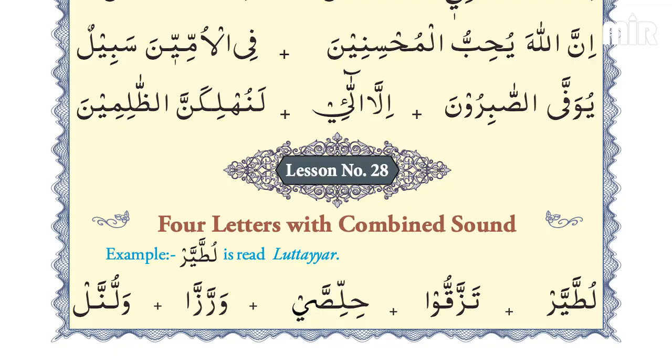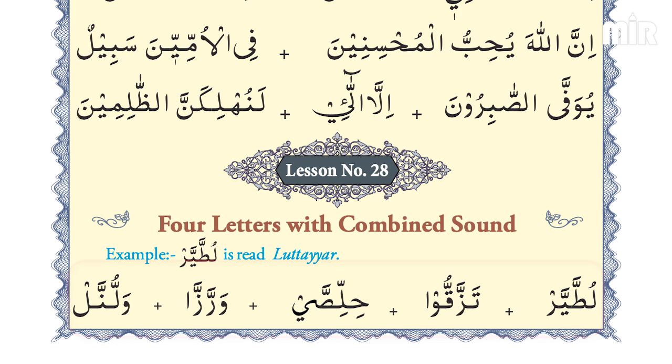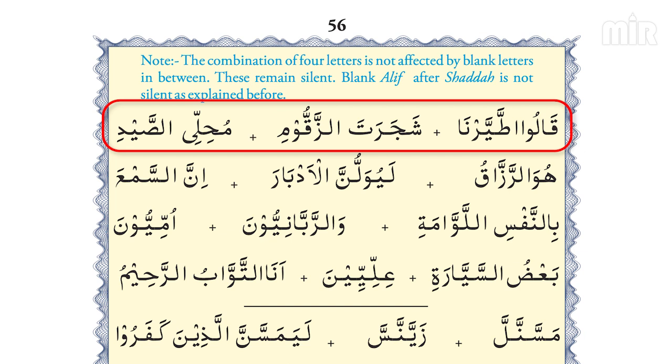We go to lesson number 28 quickly and see. There we have four letters with combined sounds. How do we read? Let us see. Lut, Tayyaw, Tazzaqu, Hillisay, Warrazza, Wallunnal. So this is the way to read them. And there are more examples on page number 56. We can read a few of them.